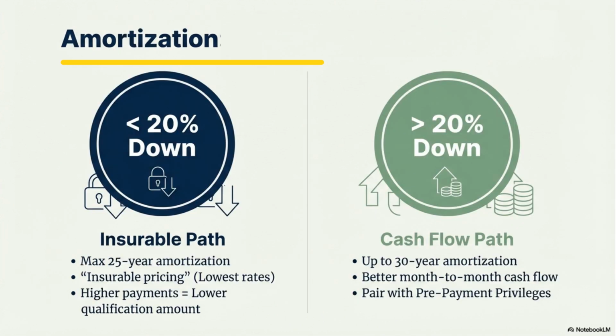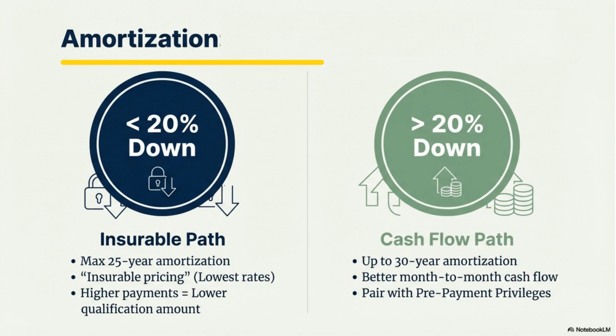Once we establish your rate type and term, the next step is determining your amortization, which refers to the time to pay off your mortgage. If you're putting less than 20% down, you're required to qualify on a 25-year amortization, which gives you insurable pricing, the lowest rates in our pricing tier. Keep in mind that you have to qualify for your amortization, and that the shorter the length of time, the higher the mortgage payment, which potentially means you qualify for a lesser amount.